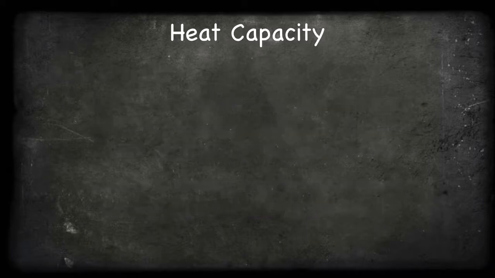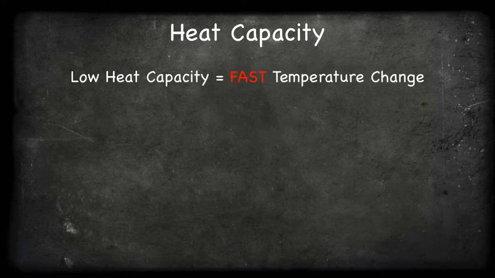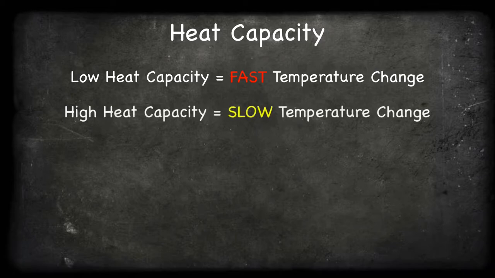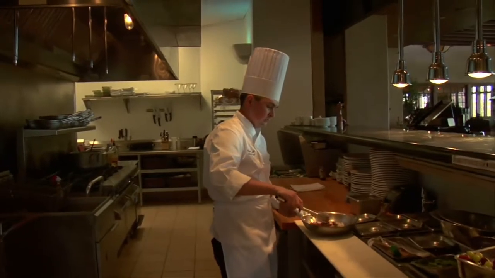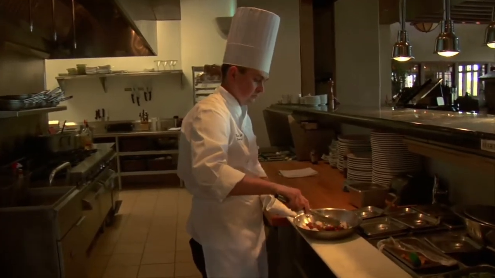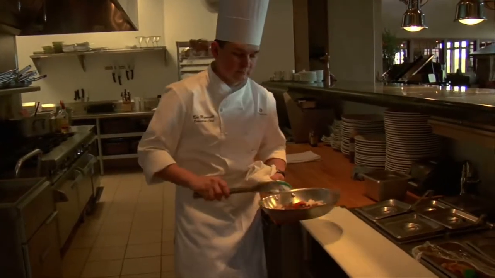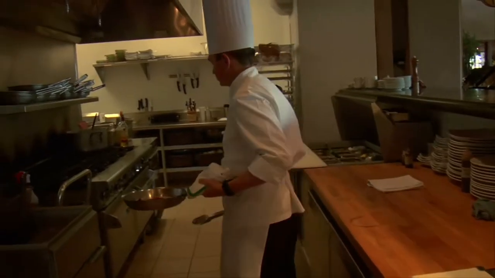When an object is heated, its temperature may rise rapidly, which indicates that it has a low heat capacity. If the object's temperature rises slowly, then it has a high heat capacity. Generally, metals have a very low heat capacity, and it doesn't take long for them to get hot, and that's why you need hand protection when cooking with heat in the kitchen.